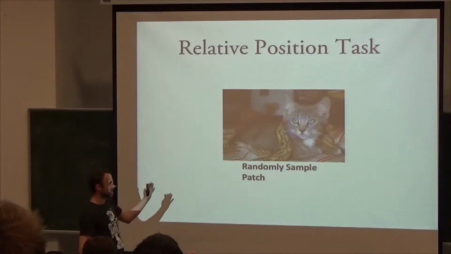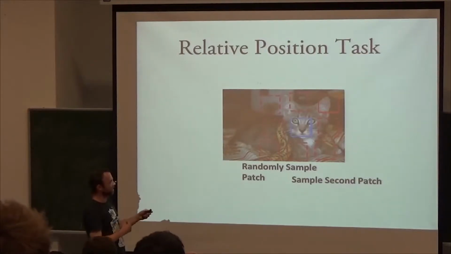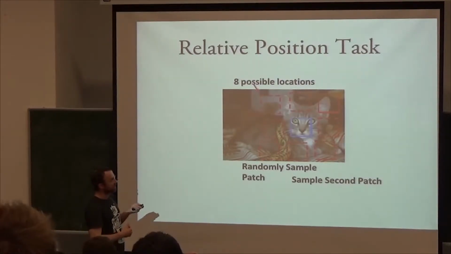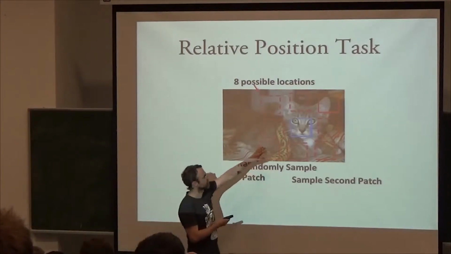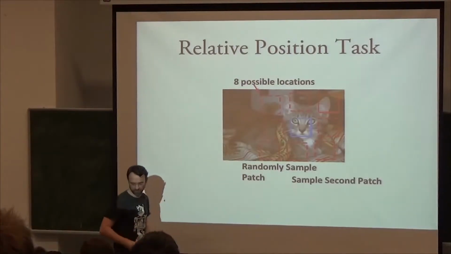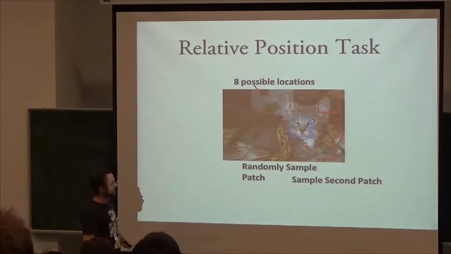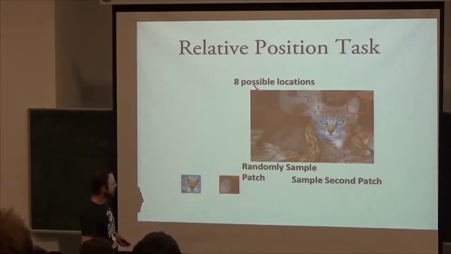You try to bias it so it tends to be on an object, and they have a way of doing that. Then you randomly pick a second patch from surrounding that one. You have to leave a little bit of a gap, so you can't just cheat and use the edge information to give it away. And you randomly pick a location.